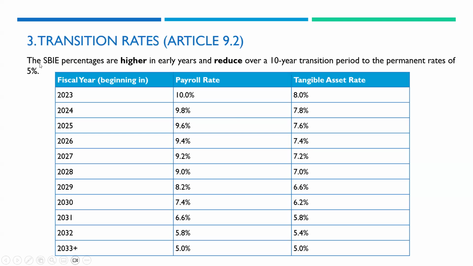So this is the table, guys. If you see, the SBIE percentages are higher initially. For all the eligible payroll cost, you get a 10% exclusion on top of your profits, and for tangible assets you get 8%. This will come down, down, down, and by 2033 and forward it would be a uniform 5% each. So they cannot change this. The SBIE percentage is higher in the earlier years and reduces over a 10-year transition period to the permanent rate of 5%.